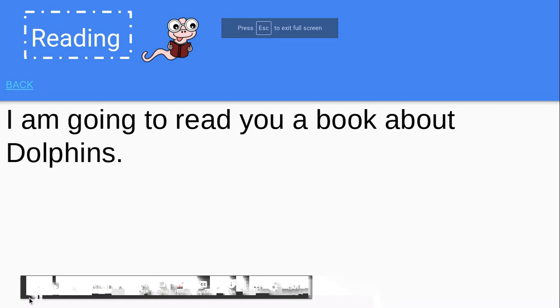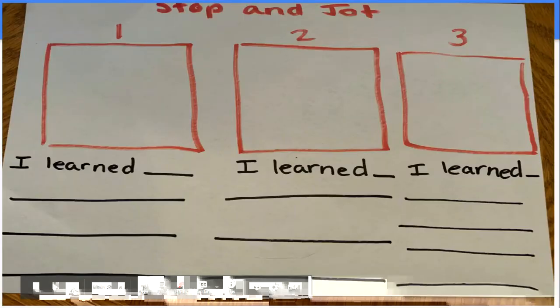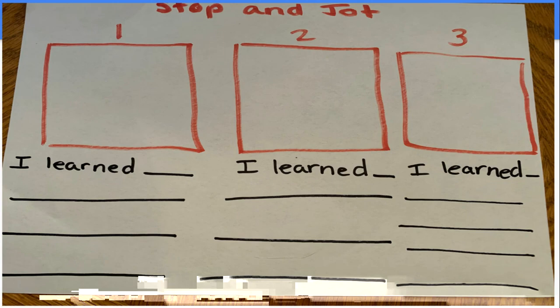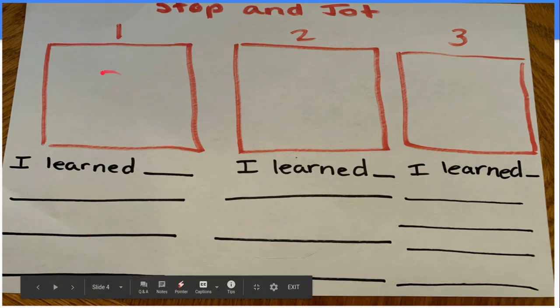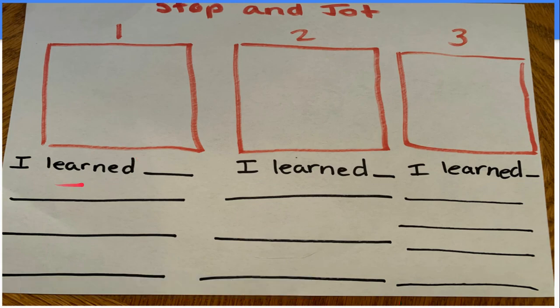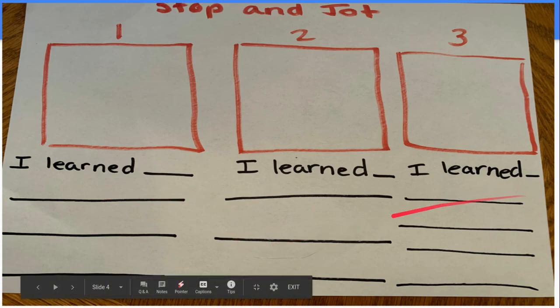All right, so one thing that I did was I just took a piece of white paper and I made 3 squares. I was trying to think of making like a pretend Post-it. If you have Post-its, you could just get paper and put your Post-its on it. But if you don't, a Post-it is a square. So I just drew 3 squares and then I wrote, I learned, underneath them. In the Post-it, you're supposed to stop and draw something that you learned. Then you write underneath it, I learned, and then what you learned. Okay, so I hope you filled that out.